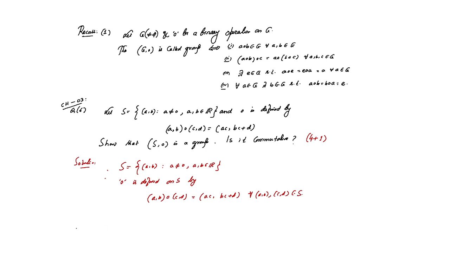So what we have to show? We have to show that S with this operation ∘ is a group. That means first we will show the closure property, next we will show associativity. So first we will show whether it is closed or not. For the closure property, what will we take? We will take two arbitrary elements (a, b), (c, d) belongs to S.